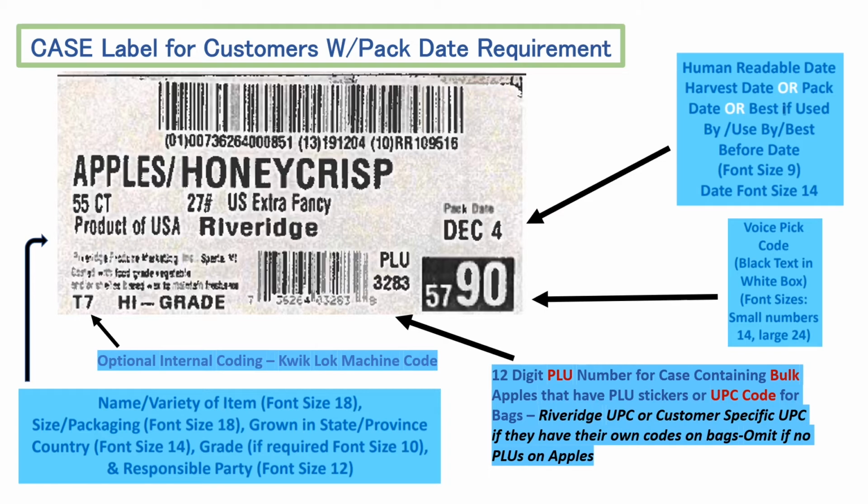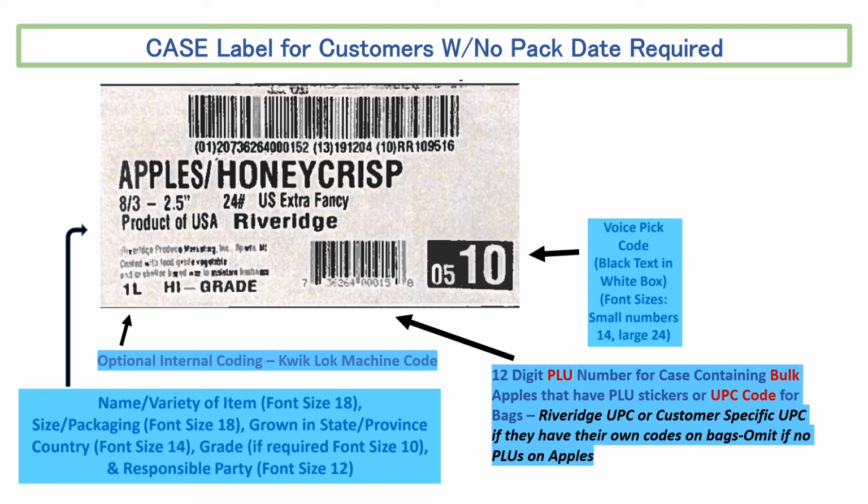Same thing if it's bulk with a PLU sticker, that PLU number needs to be in that barcode area. For the bulk product that doesn't have a PLU on it at all, none on the apples whatsoever, you can omit that barcode. It is not necessary. That is indicating that there are no inners that have a UPC or PLU label on the pack. All right, so that's kind of the basics for the standard for a date requirement.